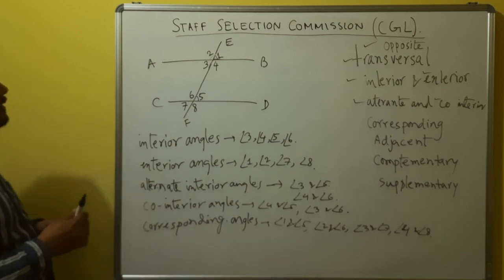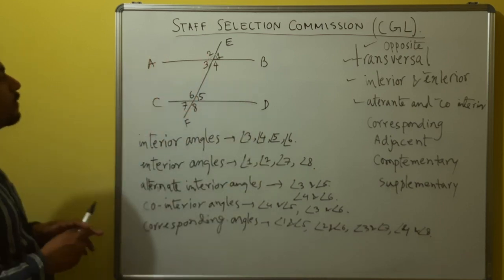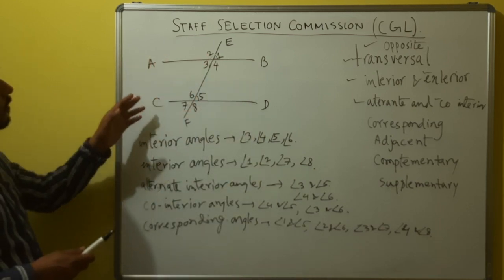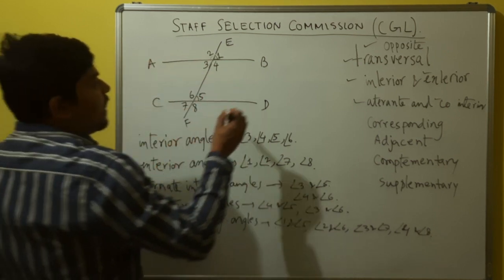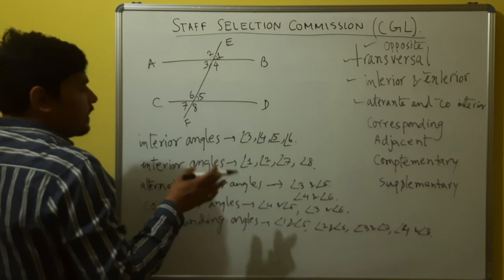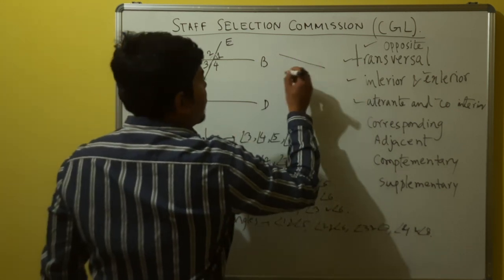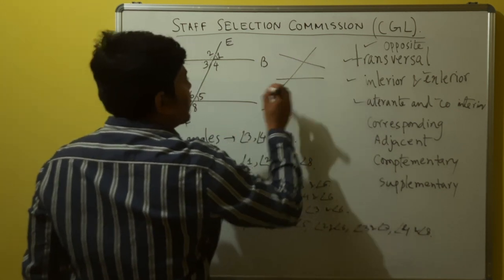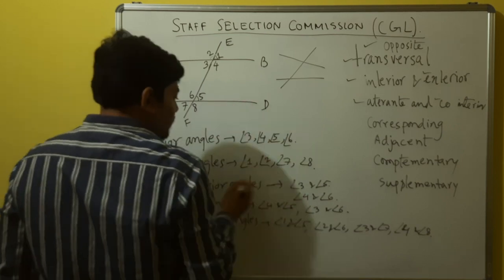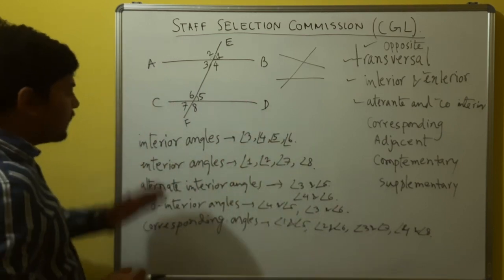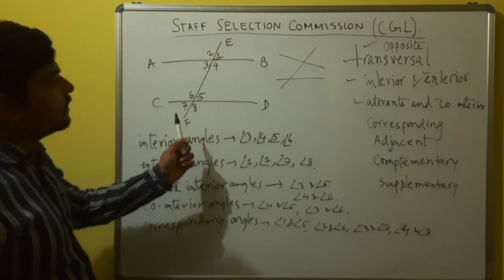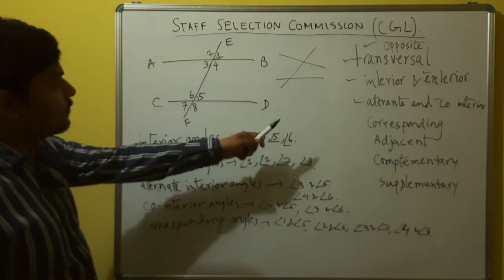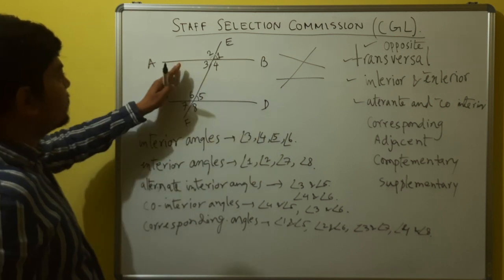Now, another important thing: I took this example where these two lines are parallel. It is not essential that they have to be parallel. The names are still valid. Let's say these two lines are like this, and I have another line. Then also these names are valid, but the relation will differ. The picture could be this.